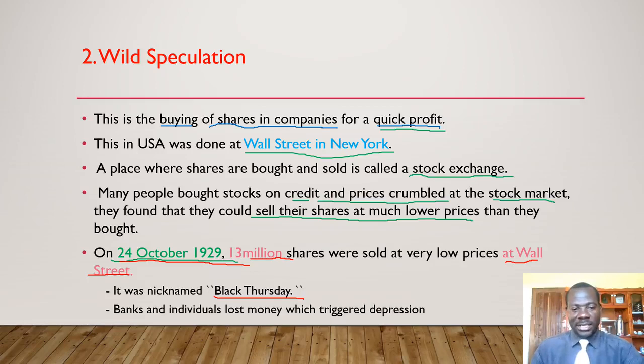So the end result was that banks and individuals lost money, which triggered the depression. They made big losses, the banks as well as the individuals. So that triggered the Great Depression because of the great losses that were made there.